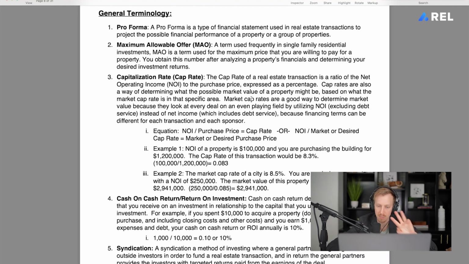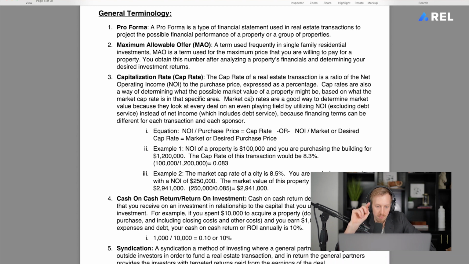Cap rate can be used in a couple different ways, two or three different ways. So, for example, if the NOI of a property is $100,000 when you bought it, and you bought the property for $1.2 million, the cap rate of this transaction is 8.3%. That does not mean the market cap rate is 8.3%. That means what you bought the property for is 8.3%.